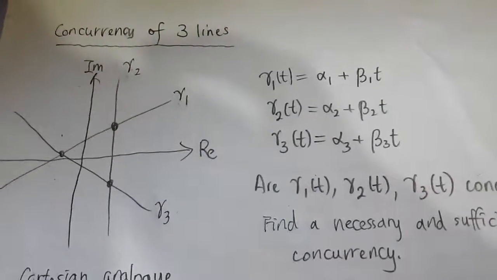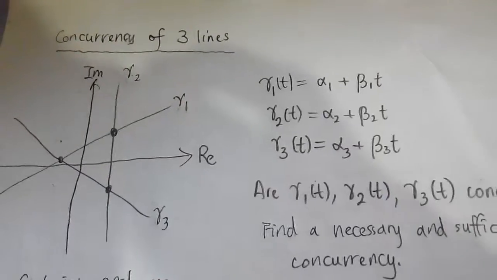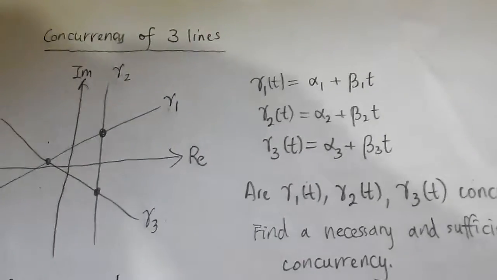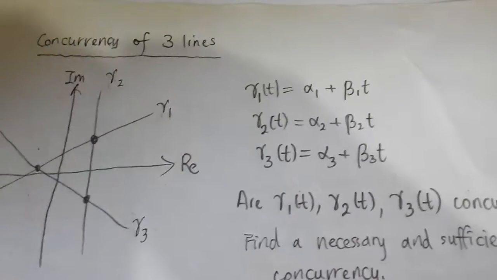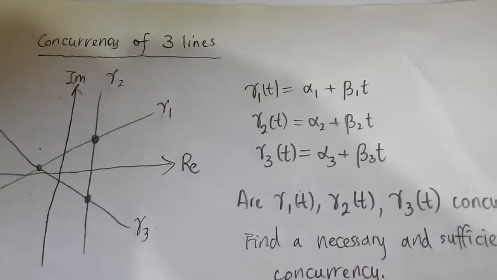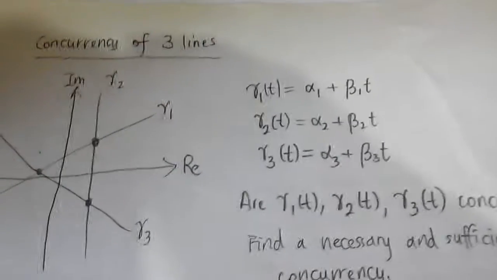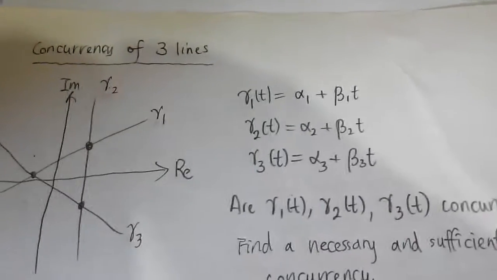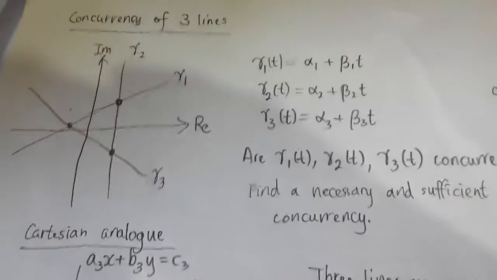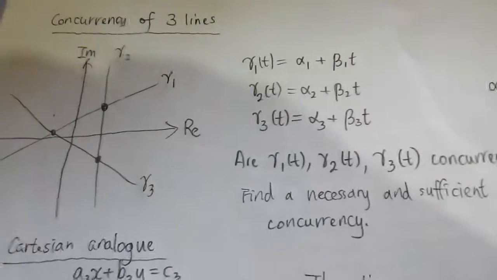So this is a video in a series where I am going to discuss the concurrency of three lines. It's a series of videos in which I'm going to talk about the high school project that I did back in my high school days in 2012. And here is one of the topics that I would like to talk about. It's about the concurrency of three lines, and it is a special case in which the three lines are given in parametric form and in the complex plane.